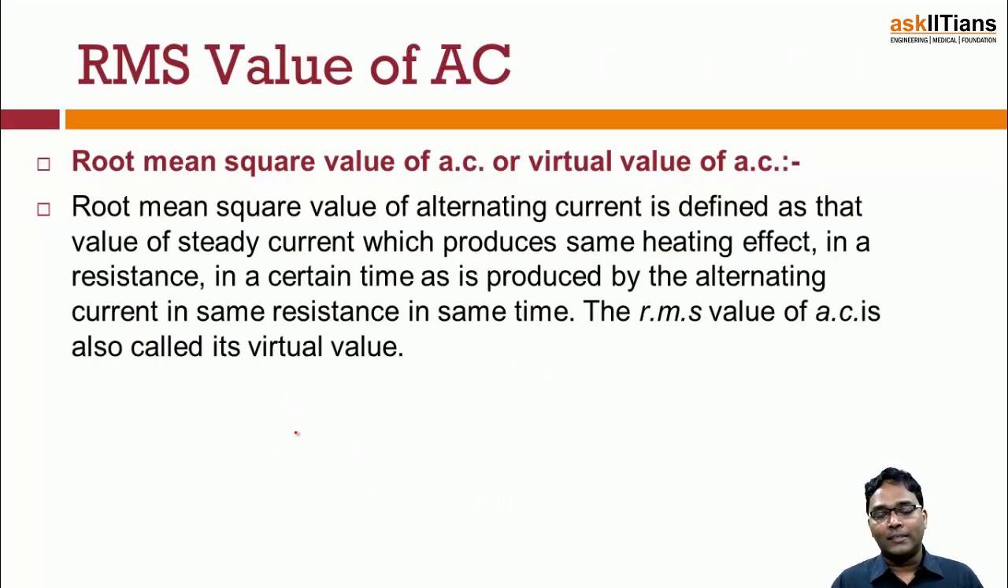RMS value of current. What is RMS? R stands for root, M stands for mean, S stands for square. So root mean square value of alternating current is defined as that value. It's a kind of average value that we define, because alternating current is continuously changing, so you need to find an average value. It is the average value which produces the same kind of effect.